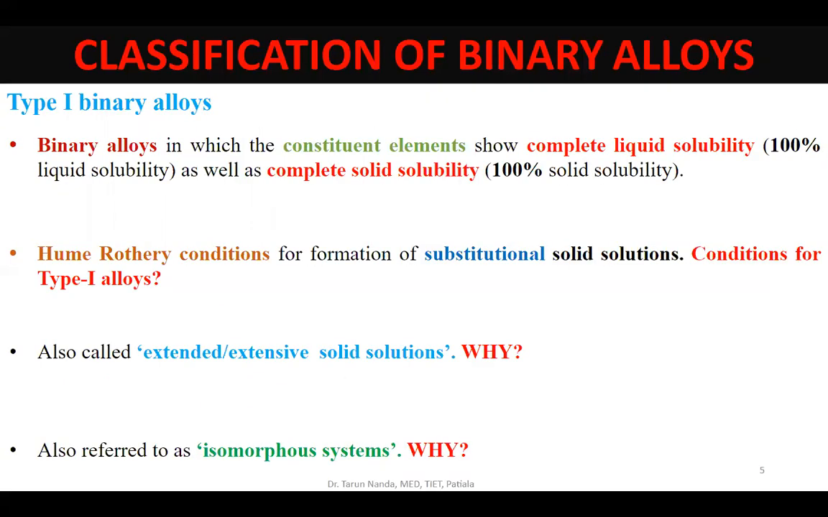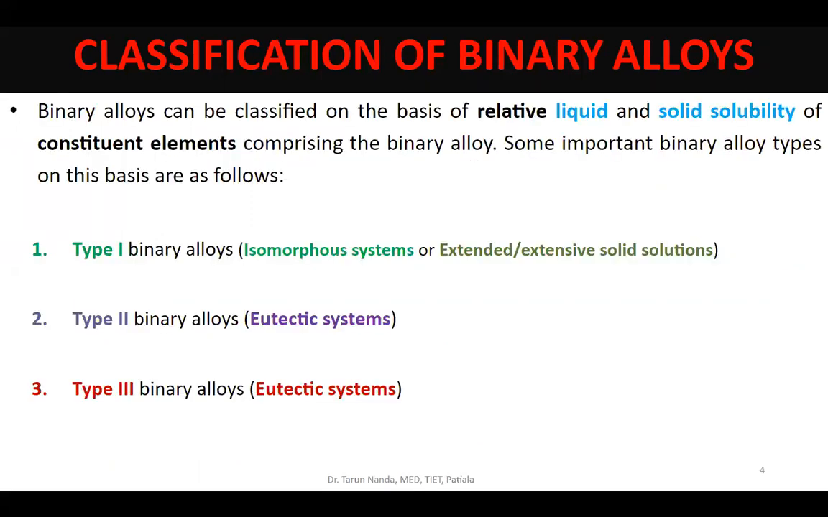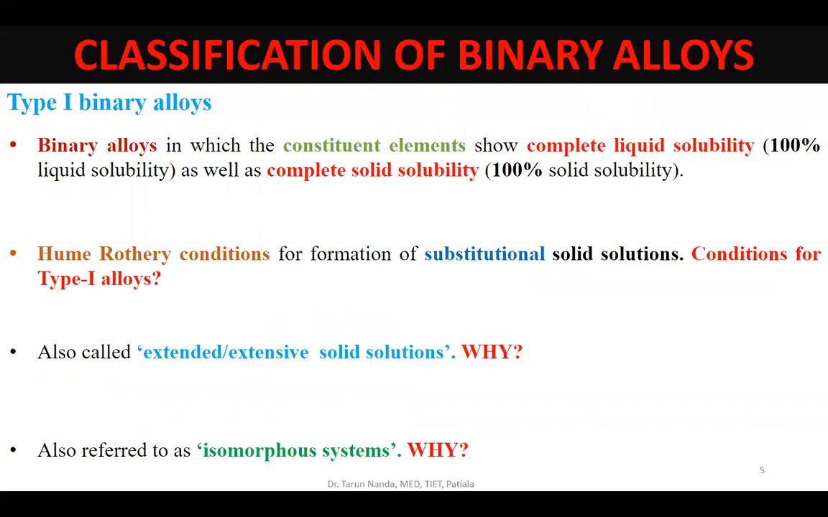So students, now what are type 1 binary alloys? As I said on the last slide, the first category of binary alloys on the basis of the relative liquid and solid solubilities of the constituent elements is type 1, type 2, type 3. So let's in this session discuss type 1 binary alloys. Binary alloys in which the constituent elements show 100% liquid solubility as well as 100% solid solubility are called type 1 binary alloys. Now what does that mean?